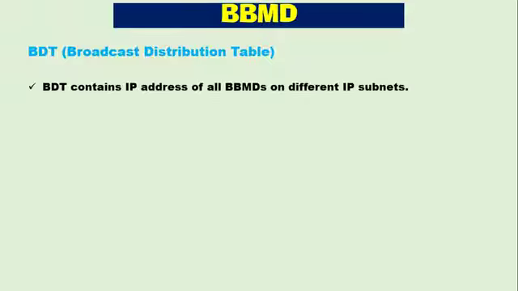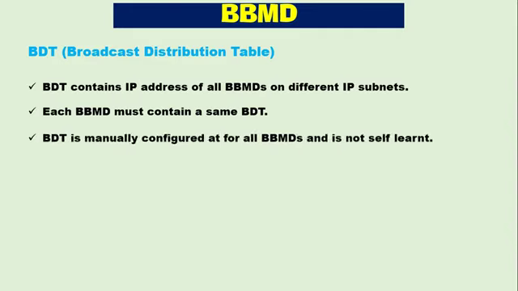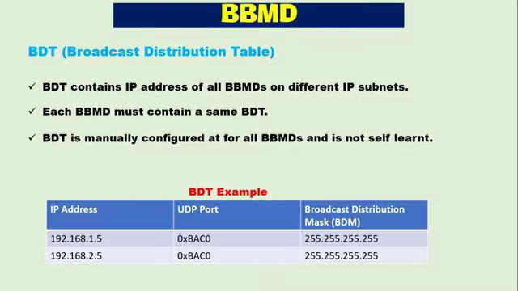Each BBMD device contains a BDT, which is a Broadcast Distribution Table. The BDT contains the IP addresses of all BBMDs on different IP subnets. Each BBMD must contain the same BDT. The BDT is manually configured for all BBMDs and it is not self-learned. Here is an example of a BDT for the previously discussed BBMDs. As you can see here, we have different entries in the BDT: first of all we have the IP address, the UDP port and the broadcast distribution mask.